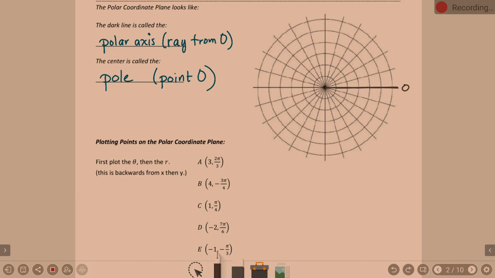What about our other big ones? Up top is 90, or I'm going to be annoying and go in radians, pi over 2. To the left is pi. Down low is 3 pi over 2. Hate to be the bearer of bad news, but yes, polar coordinates are traditionally written in radians, so I'm going to label this in radians.